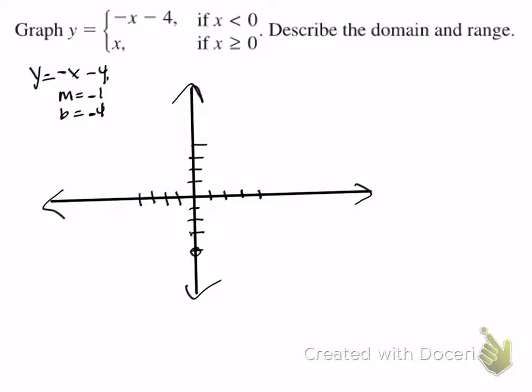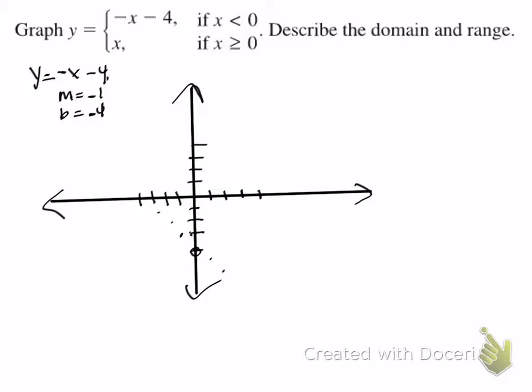And I'm going to rise over run -1. So I go up 1, left 1. Up 1, left 1. Up 1, left 1. It's supposed to be a straight line here. I can also go down 1, over 1. Down 1, over 1. Now, here's where I look at my domain.